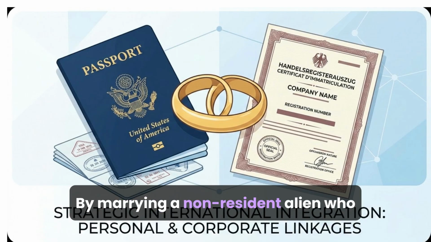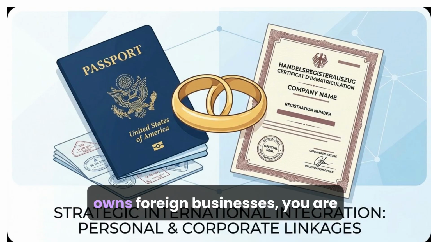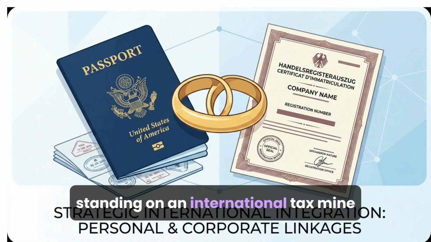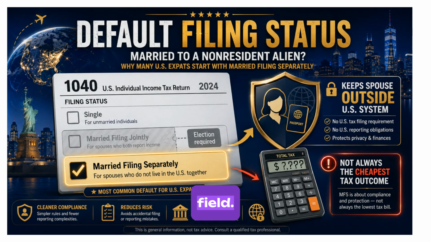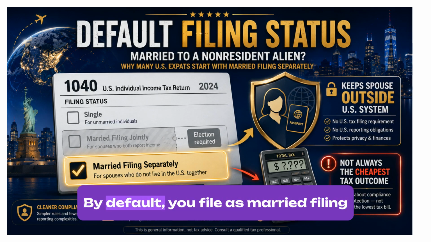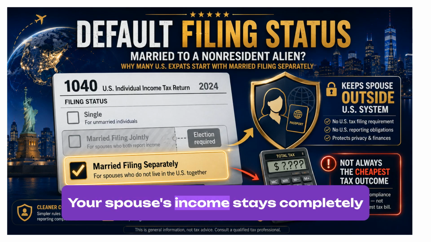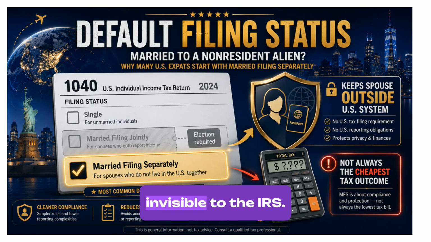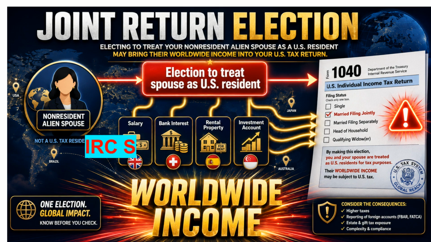By marrying a non-resident alien who owns foreign businesses, you are standing on an international tax minefield. It all starts with how you file your taxes. By default, you file as married filing separately. Your spouse's income stays completely invisible to the IRS.